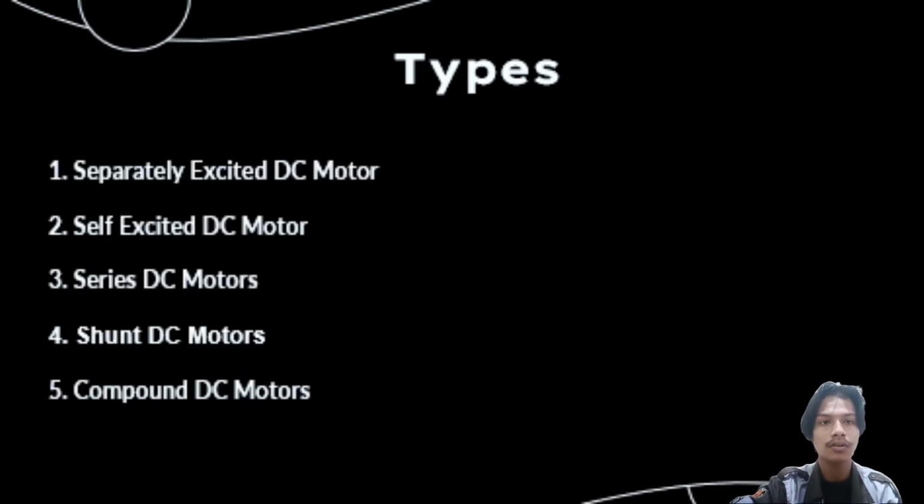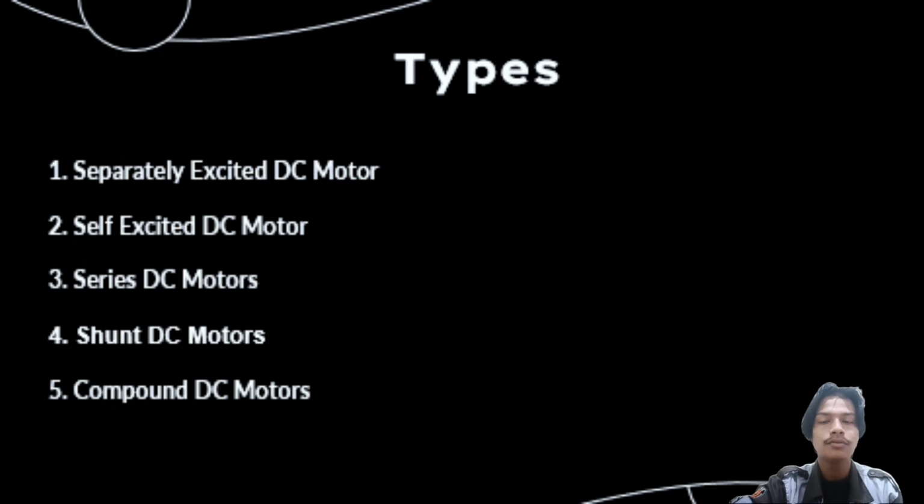Types of DC motor. Number 1, separately excited DC motor. In this DC motor the power source is separate. The source of electric current for the field is separate. The winding supplies electric current to the armature coil in the rotor. Number 2, self-excited DC motor. In this DC motor the power source is itself. The field coil is connected in series, parallel, or a combination of series and parallel with the shunt coil.